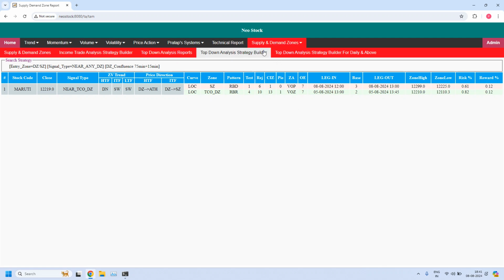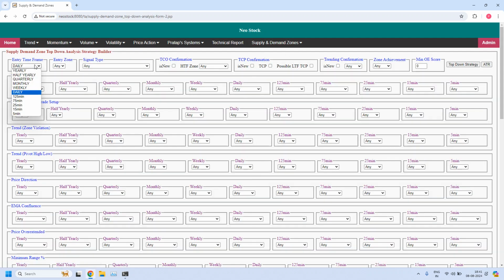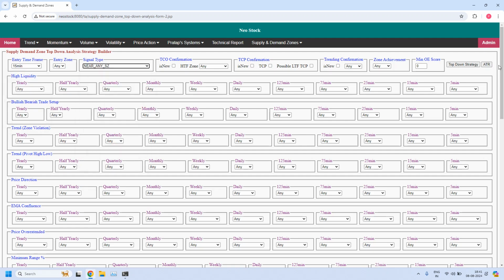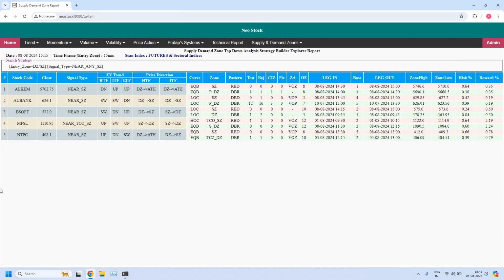Okay, fine. And the next report is for 15 minutes time frame. Let us find the stocks near 15 minutes supply zone. 5 stocks are filtered near to the 15 minutes supply zone.